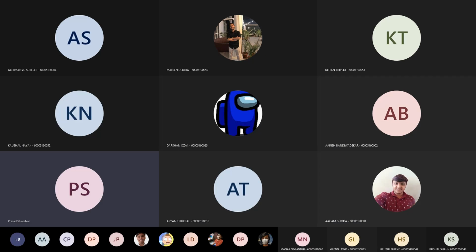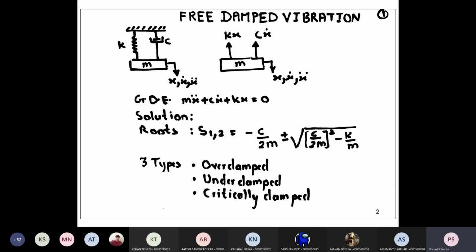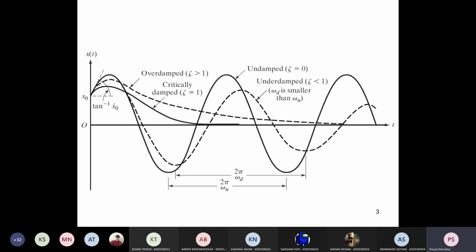We established the governing differential equation, and then we solved for it and found the roots. We discussed these roots depending upon the damping ratio, and we identified three types of system: overdamped, underdamped, and critically damped. And we plotted the graphs, superimposed the responses, and found the salient characteristics of the various types of system.